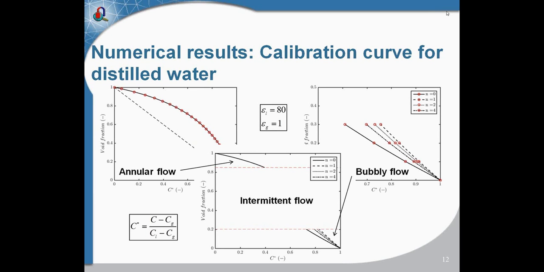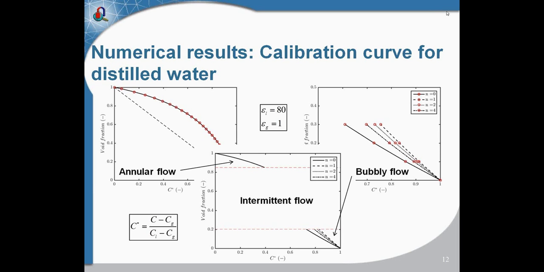And since I only used air distilled water two-phase flow, the calibration curves for the capacitance sensor are also only calculated numerically for this case. The results are shown here for annular and bubbly flow, whereby the void fraction, as defined on one of the first slides, is plotted over the dimensionless capacitance as defined in the box on the left.